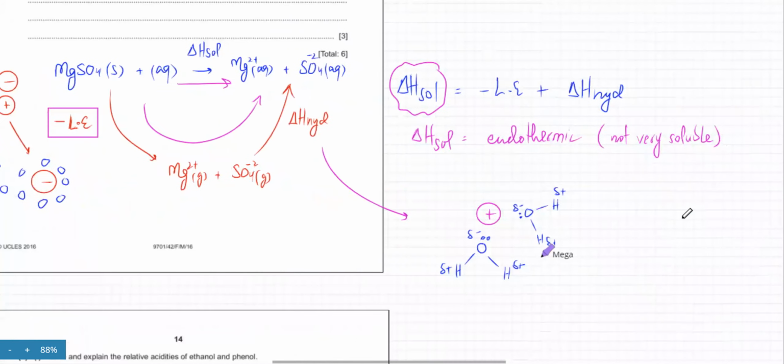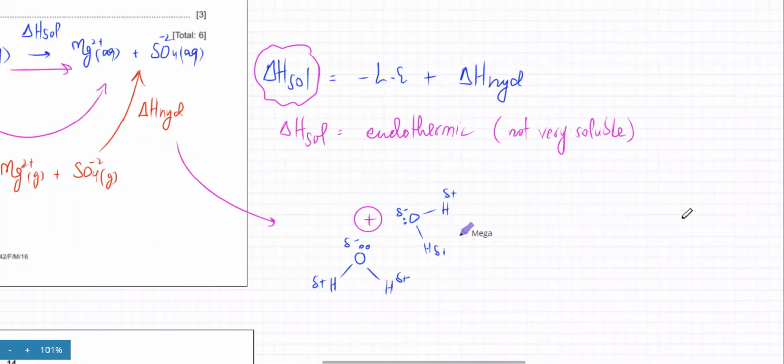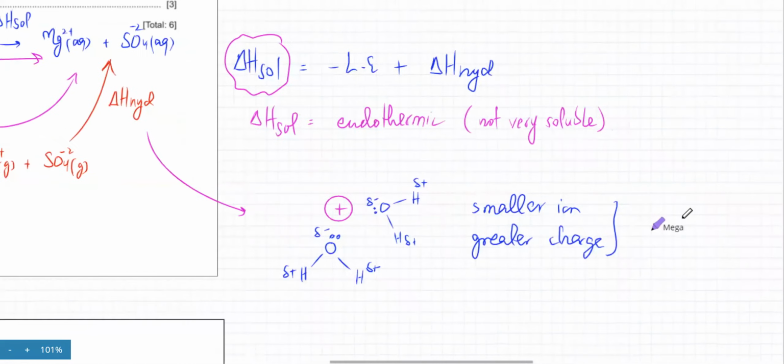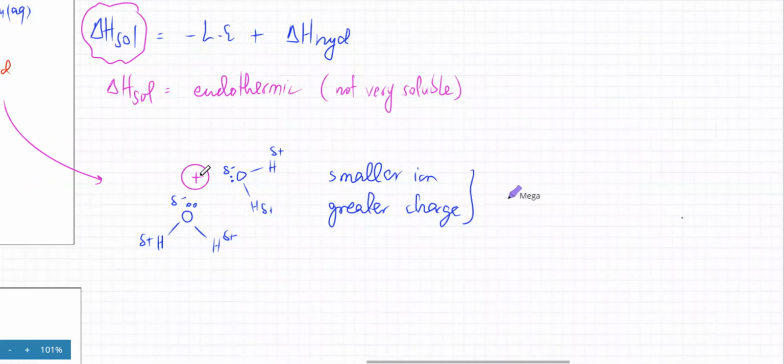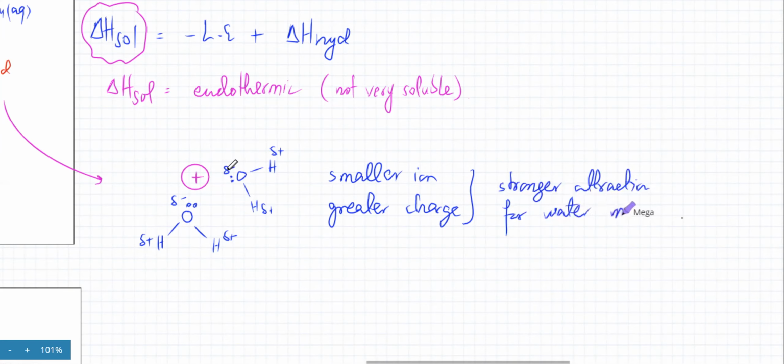And again, enthalpy change of hydration is going to be more exothermic if the ion is smaller, and if it has greater charge. For example, if it was +3 over here, then it would attract water molecules very, very strongly. So there's going to be a lot stronger attraction for water molecules.